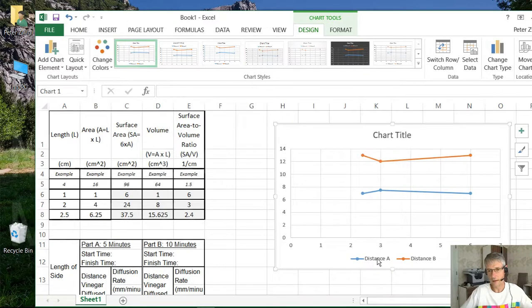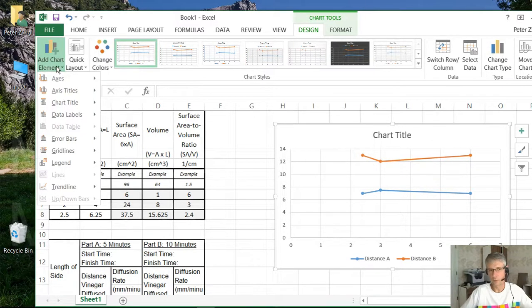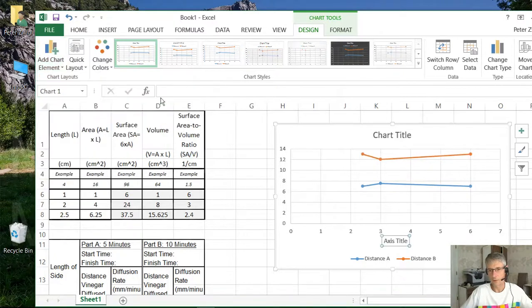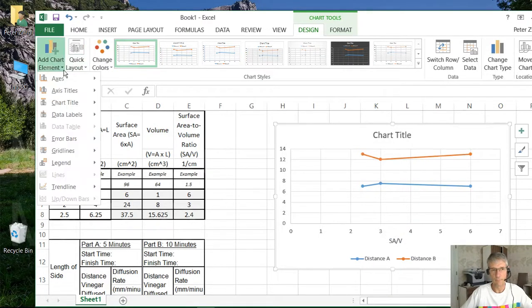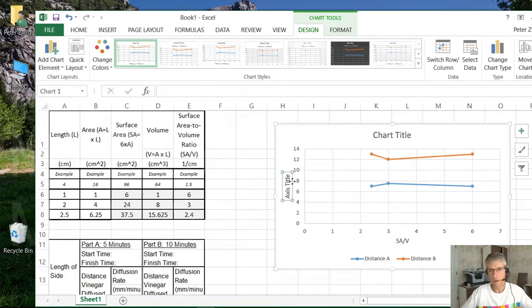It needs a title. It needs axis, right? So to do that, Excel has this add chart element thing. Various versions have different ways to do it. You do a horizontal axis, so this is your surface area to volume ratio, and then this one is your vertical axis. This is your distance, right? And then you put a nice title here, please. Distance versus surface volume area.